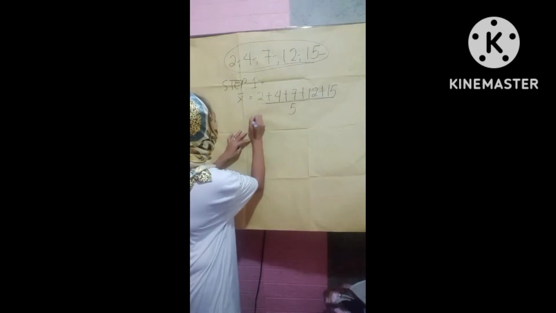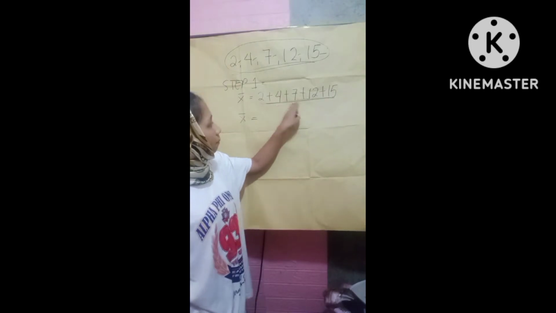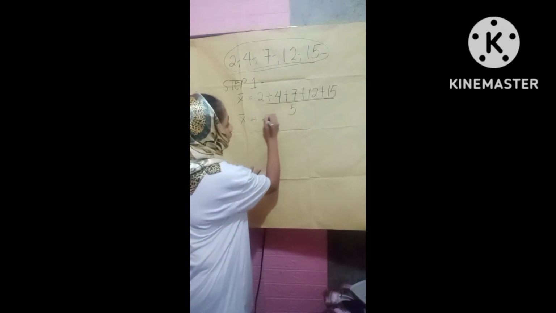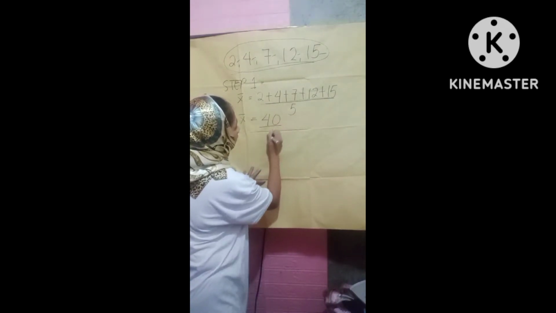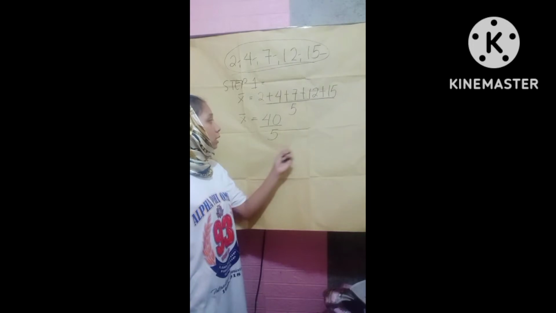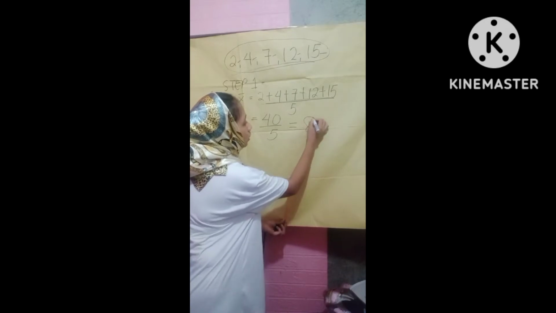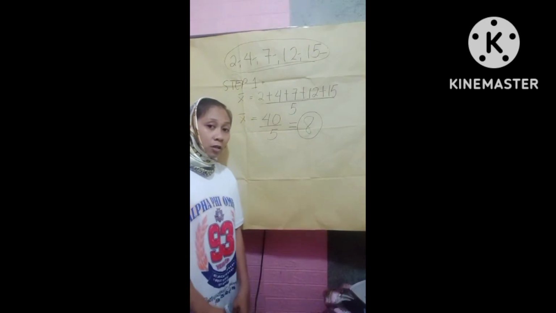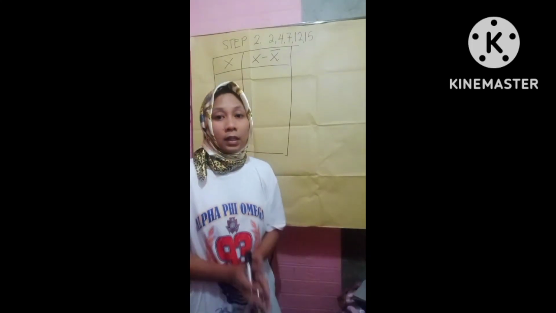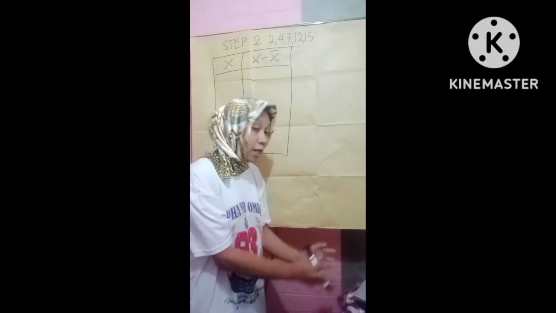Then, i-add mo siya. X bar is equals to 2 plus 4 plus 7 plus 12 plus 15 is equals to 40. Then, over 5. So, i-divide mo tong 40 sa 5, is equals to 8. So, ito yung magiging mean of the numbers sa standard deviation ngayon. So, nahanap na natin yung mean. Okay? Nagawa na natin yung step 1 sa standard deviation.